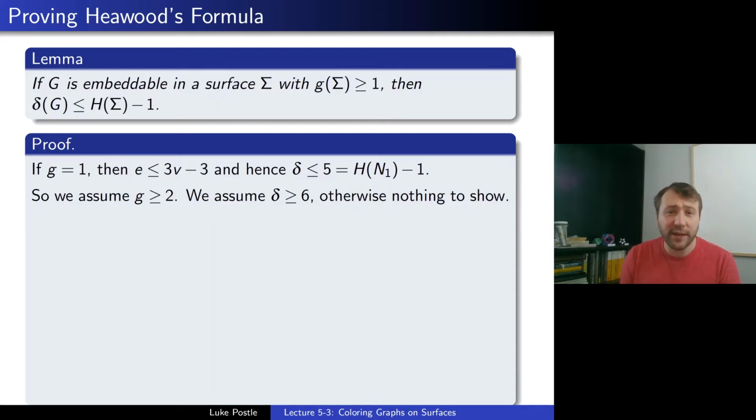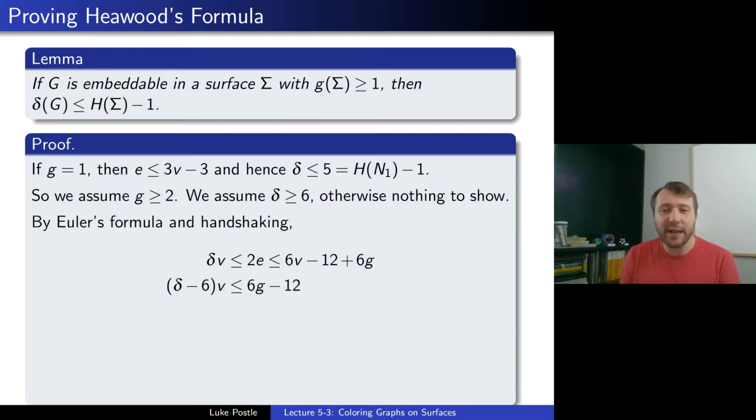For g at least 2, the Heawood number is always at least 7. And so if the minimum degree was too small, we'd have nothing to show. We'd already be done. So we assume that. Then we use Euler's formula.